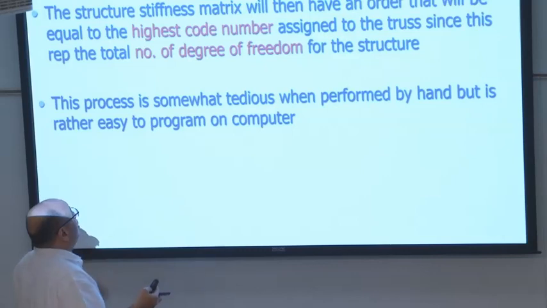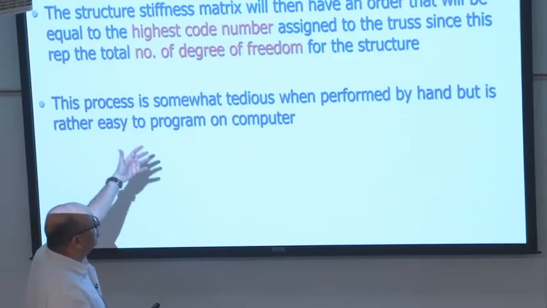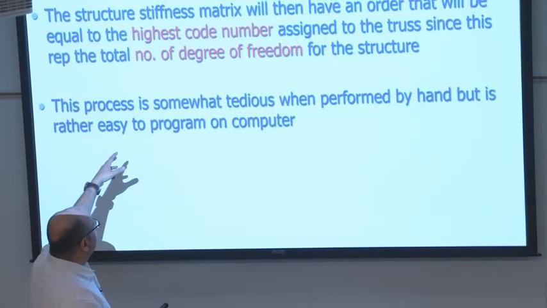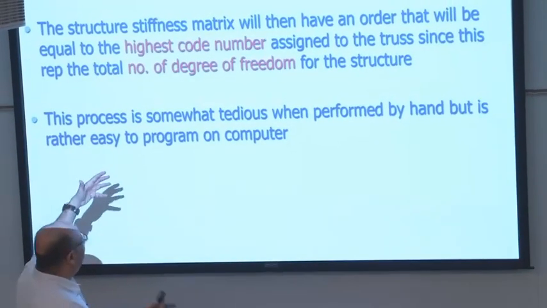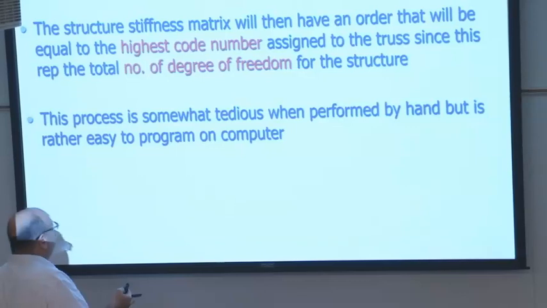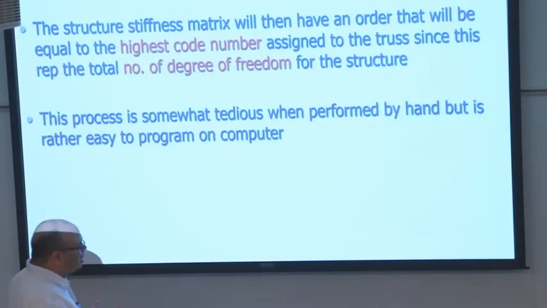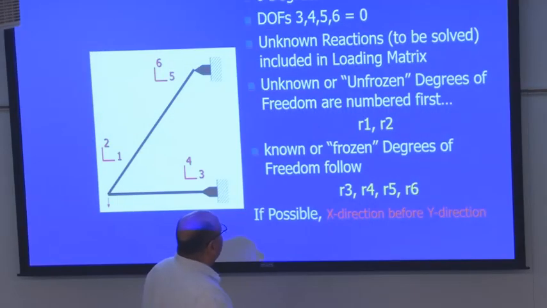When you put that, we're saying that the highest code number is assigned to the number of degrees of freedom. So I'm going to show you that in an example because it's a very tedious process, but once you get used to it, it will be so easy.